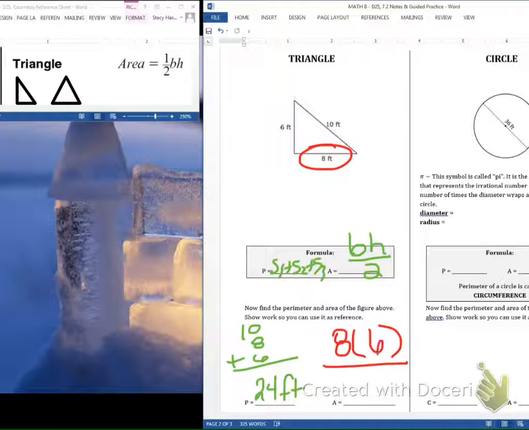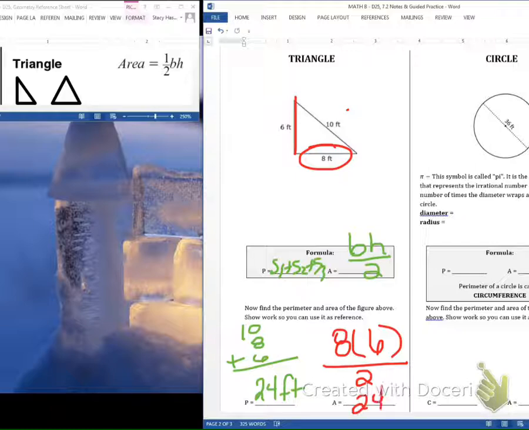Did you say 6? The highest point straight down. Oops, the highest point straight down is the 6, not the 10. Okay, your height will never be a diagonal line. And then don't forget to divide it by 2. So 8 times 6 is 48, divided by 2 is 24.